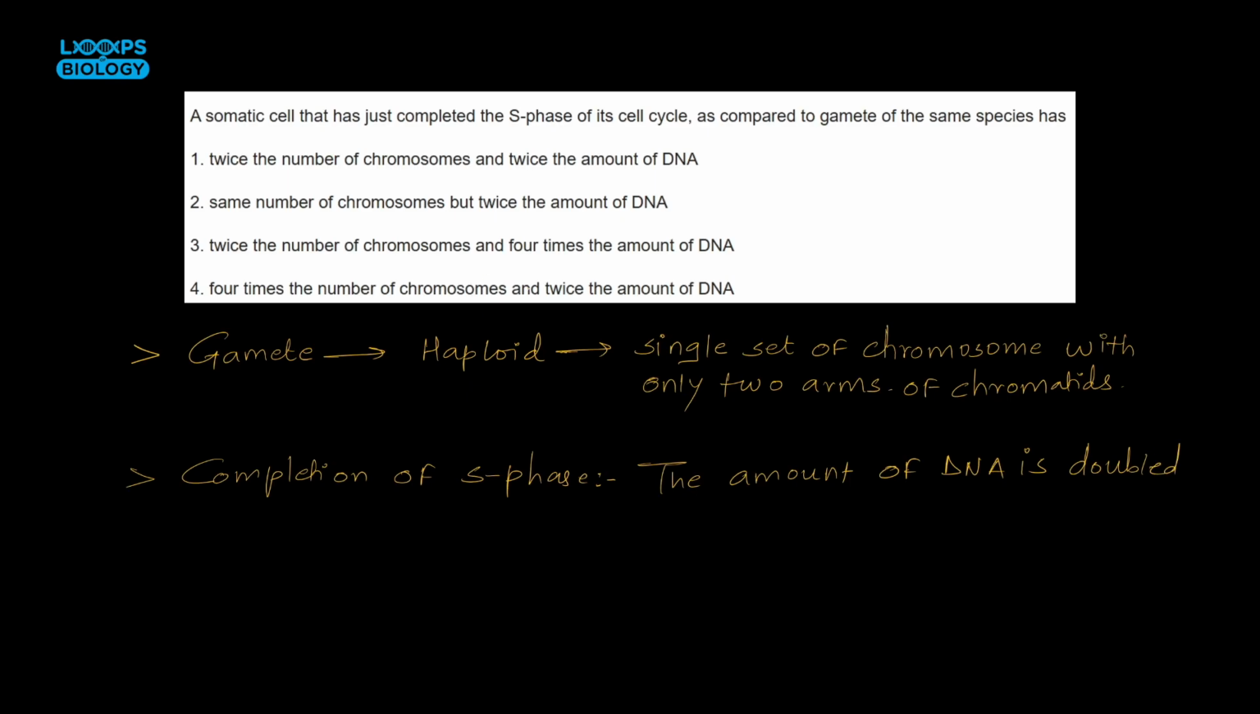So wherever there is double or twice the amount of DNA, those will be my options. So twice the amount, 4 times the amount, this will be eliminated. So option number 3 is completely wrong.